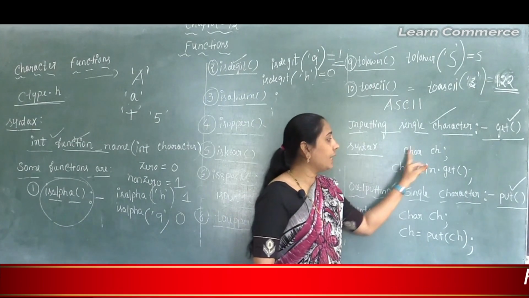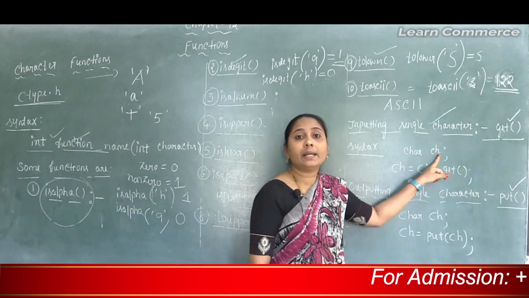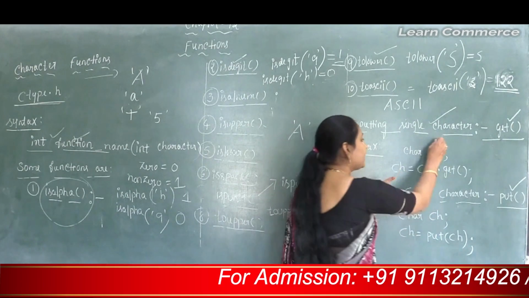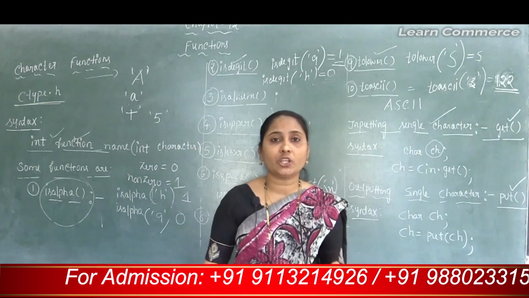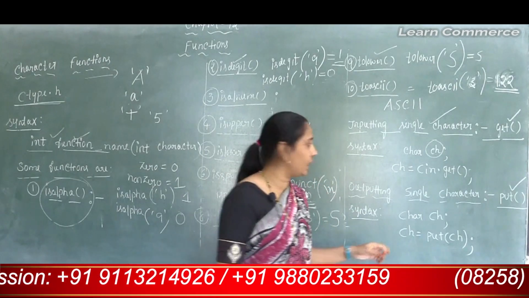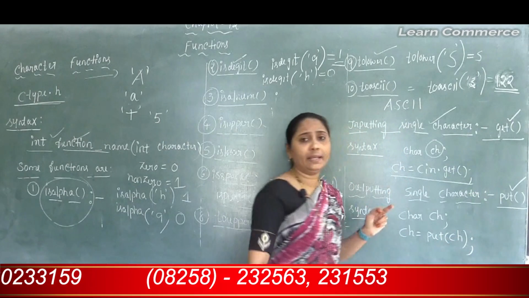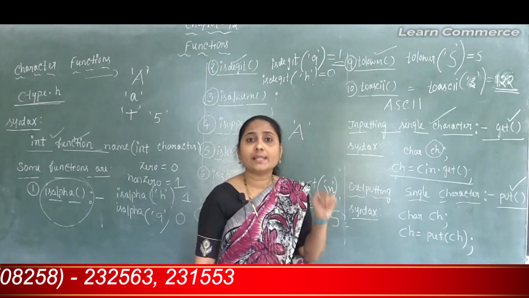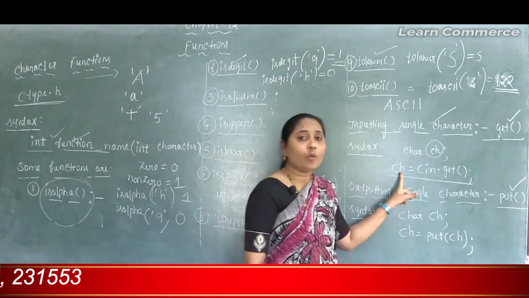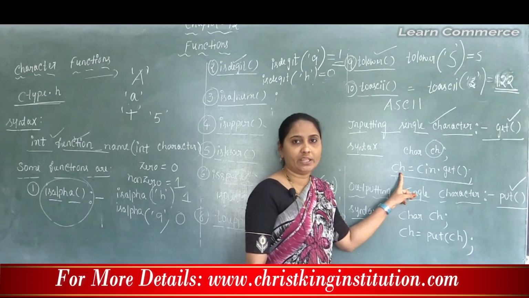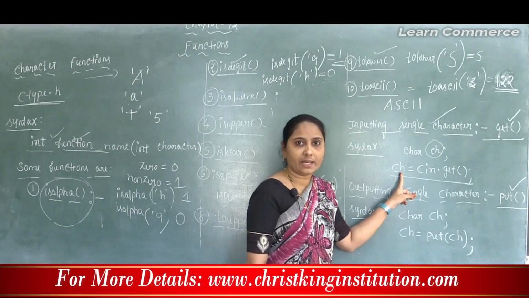So char ch, this is called the declaration of the variable ch. And later the next line is used just to input a single character. So what's the syntax, what's the coding we need to write here to input a single character?